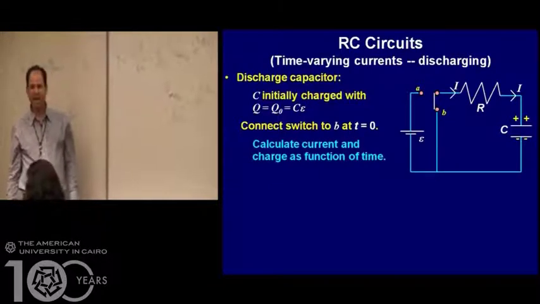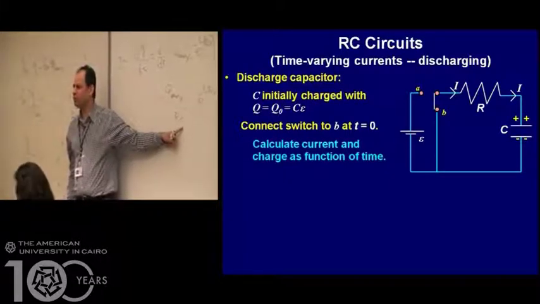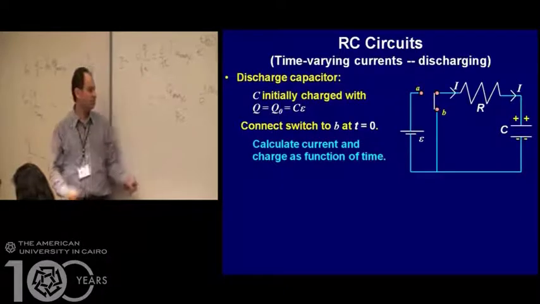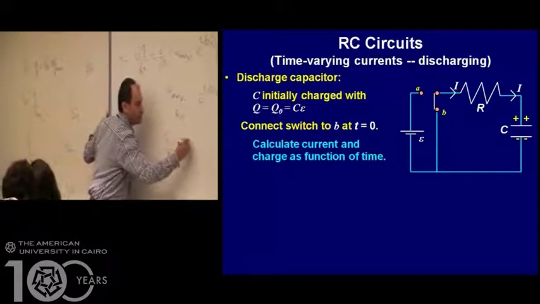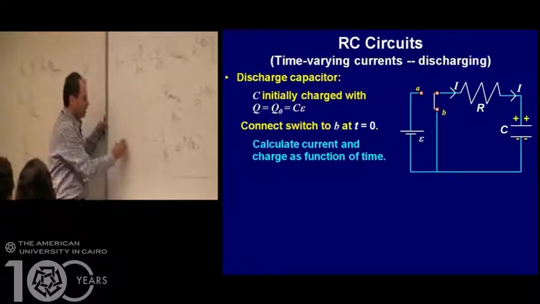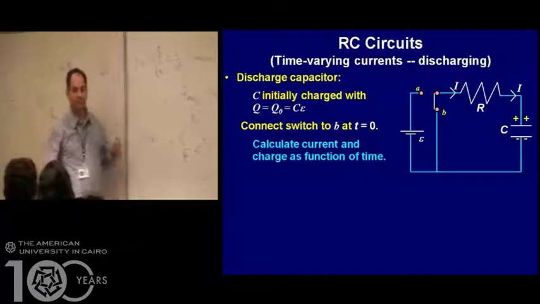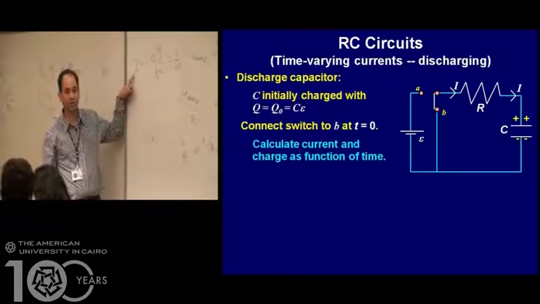Remind me again, what's Q maximum over C? Which V? E. So this is going to be minus E over R times e to the power minus t over RC. This is the current as a function of time t. dq by dt, that's the current. This is the definition of the current.